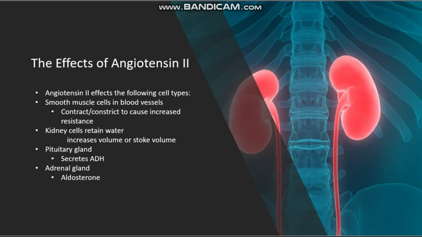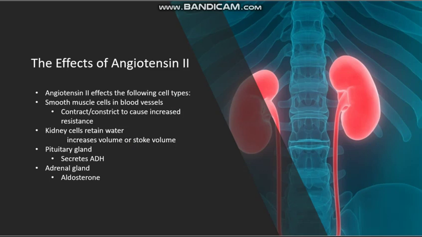So what are the effects of angiotensin 2? Well, angiotensin 2 works on 4 different cell types, the first of which are the smooth muscle cells in blood vessels. So when angiotensin targets these cells, they contract or constrict, and it causes increased resistance in the blood vessel, raising the blood pressure.